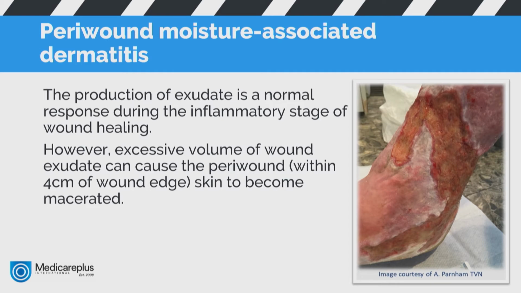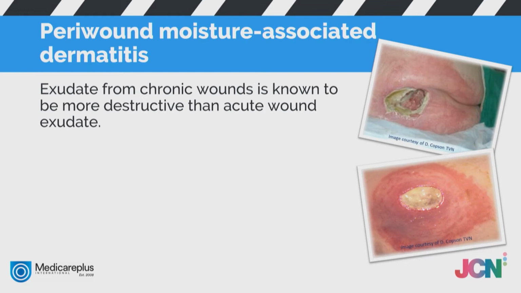And you can see from the image that we have a chronic wound with high levels of exudate with surrounding maceration to the wound edge. That will predispose to prolonged topical infection. So exudate from chronic wounds is known from a number of studies to be much more destructive than acute wound exudate. So chronic wound exudate is a harming agent.